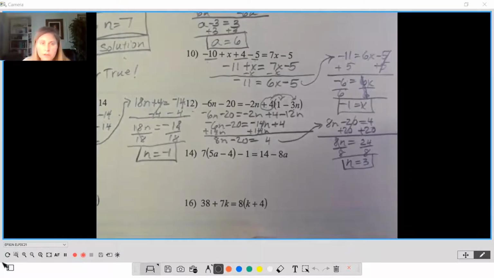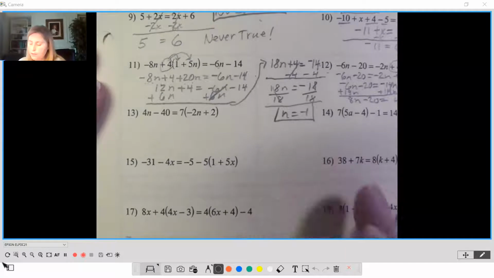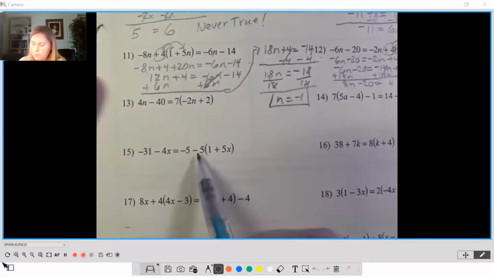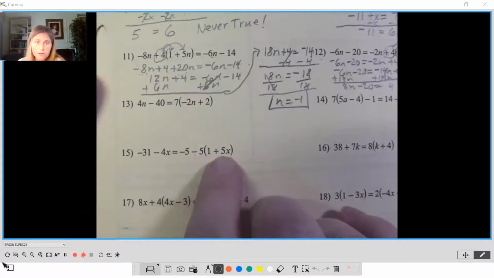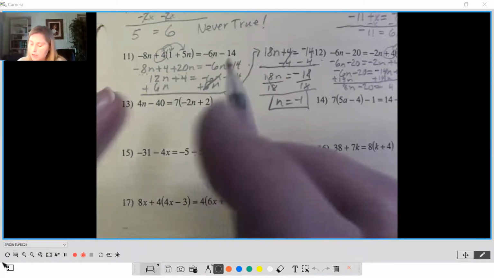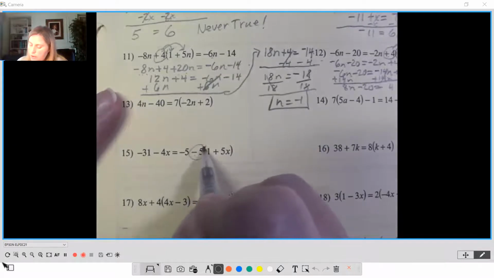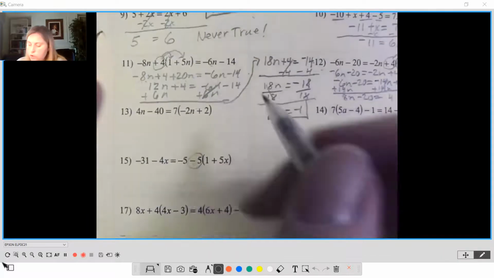Okay, 13, we need to distribute again. We need to distribute a positive 7. Be careful when you get to problems with the negative to distribute, because the most common mistake is that kids will distribute the negative to the first term, but they'll multiply the second term by a positive. It helps if you circle the thing that needs to be distributed, just looking ahead in case you're working ahead. So here we're distributing the 7.